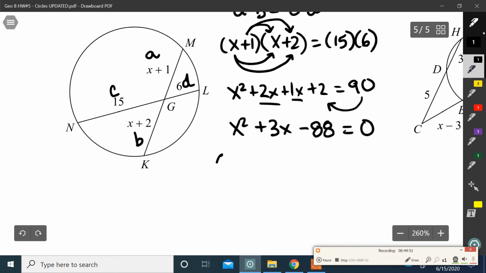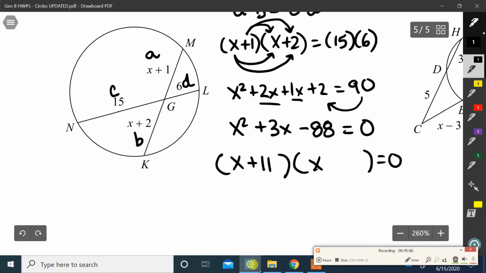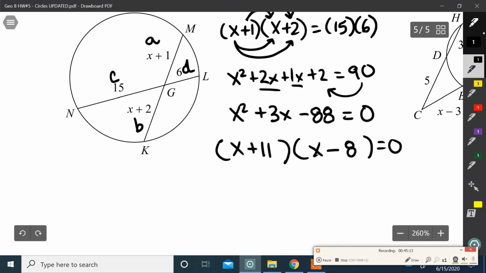Once again, try to factor. If you know how to factor, please do your best, because factoring will go a lot faster, honestly. This one I can see that if I factor this, it would be x plus 11 and x minus 8. See, I was able to figure that out without having to use technology. So factoring, sometimes it goes a lot faster. That means that x is equal to negative 11 or x is equal to 8.